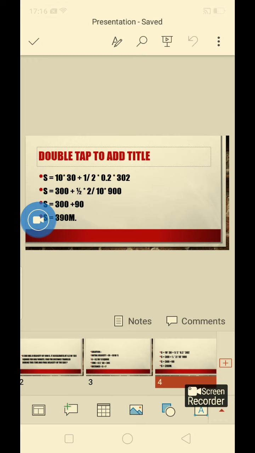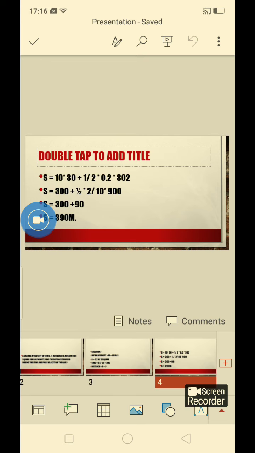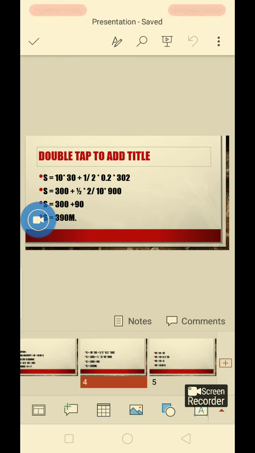Putting the values, S is equal to Vi, which is 10, times time. What is the time? Time is equal to 30 seconds, plus half a t squared. So a we have 0.2 and t we have 30. Taking the square of 30 we get 900. So S is equal to 300 plus half, and removing the decimal we get 2 divided by 10 multiplied by 900. The final form is 300 plus 90, which is 390 meters. Distance equals 390 meters.